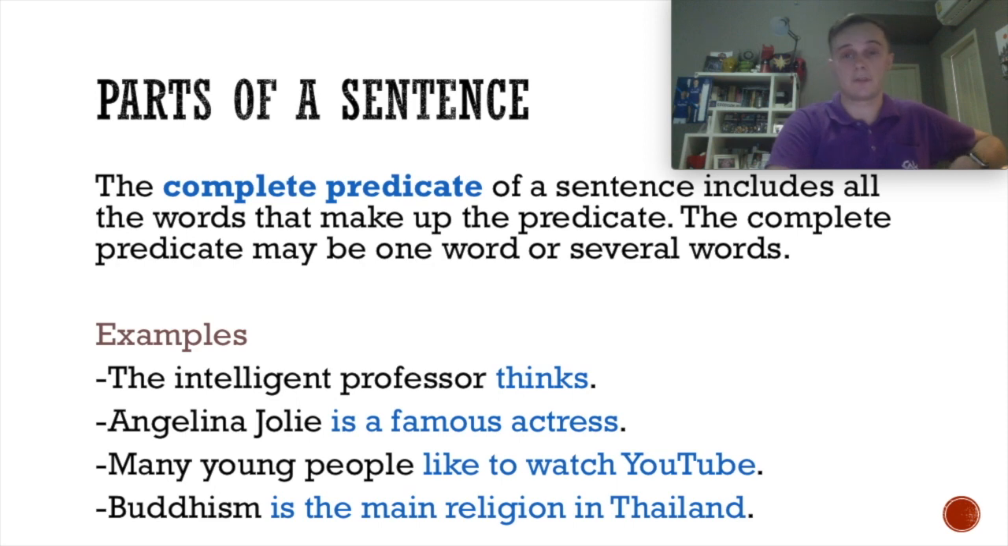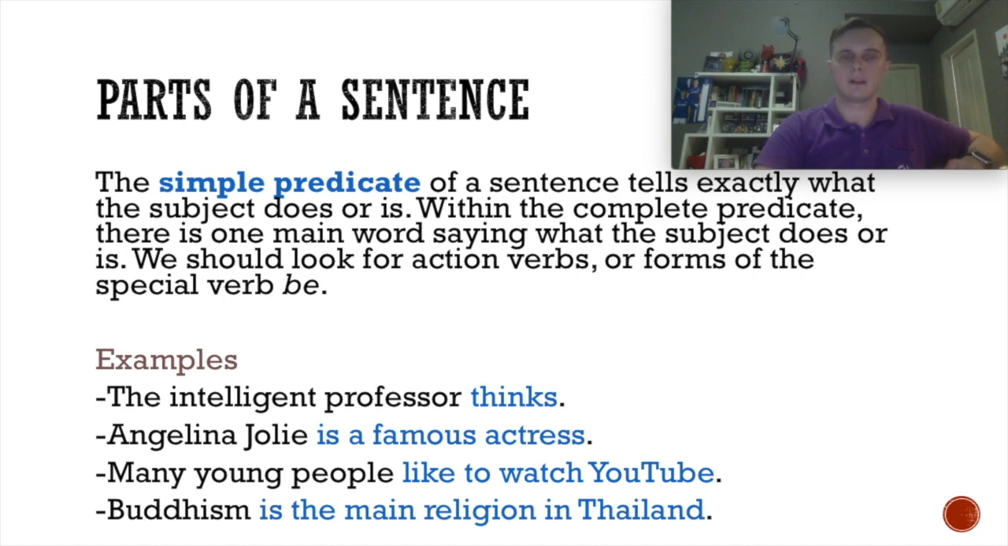So the intelligent professor thinks. Same as when we had subjects with only one word, we can have predicates with only one word. So thinks is an action, tells you exactly what that intelligent professor does. He thinks. We don't need any more information. Next one, Angelina Jolie is a famous actress, is a famous actress. We've got all of that information that tells us what she is. Many young people like to watch YouTube. We know what they like to do. And Buddhism is the main religion in Thailand. We know what Buddhism is.